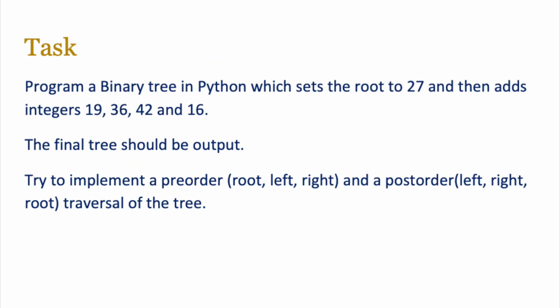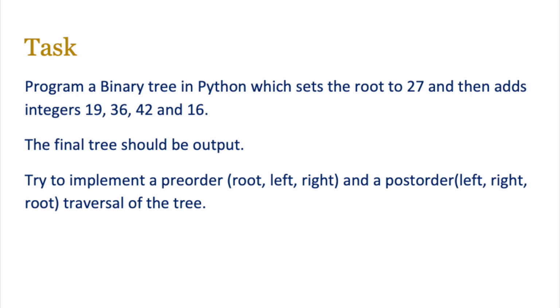Time for you to go and program a binary tree in Python, which sets the root to 27 and then adds integers 19, 36, 42, and 16 to it. The final tree should be output. As a challenge, try to implement a pre-order, which is root left right, and a post order, which is left right root traversal of the tree as well.